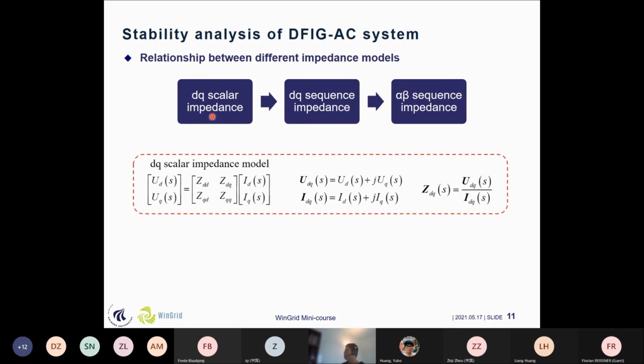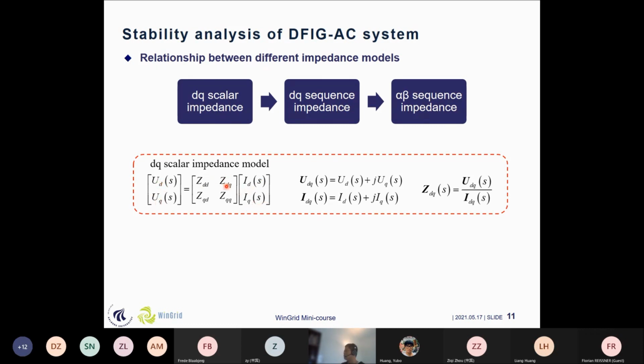Okay, so here I'm going to introduce how we can deduce the alpha beta sequence impedance from the DQ scalar impedance. And this is the DQ scalar impedance. We can see that it's in matrix form. The characteristic of the DQ scalar impedance, which I think you should have some basic idea of, is that all the variables in this matrix are scalar variables. It means that it has no J part, no imaginary part. It's only a real part. So it's a scalar form, and it can be expressed with UDS, UQS, and IDS, IQS.